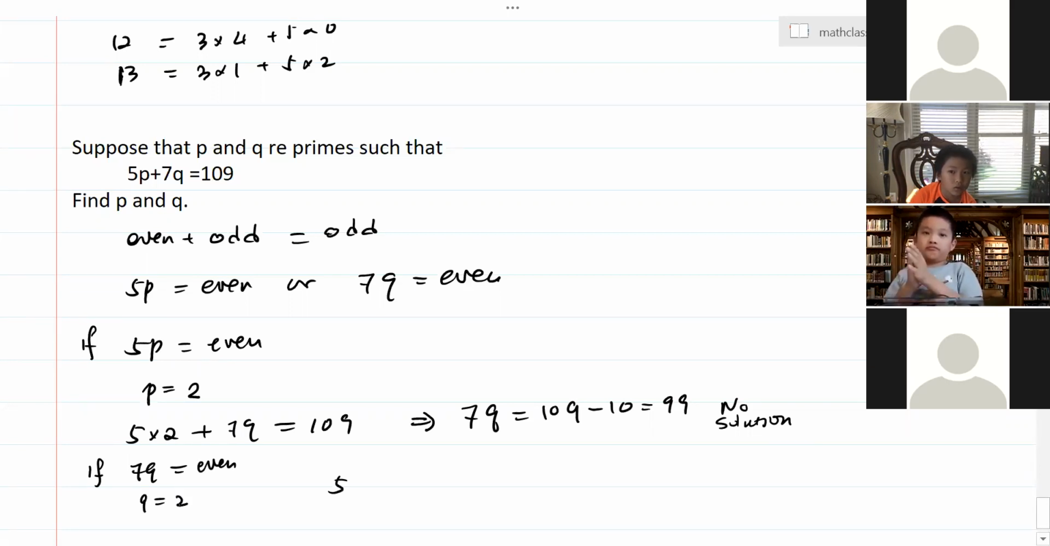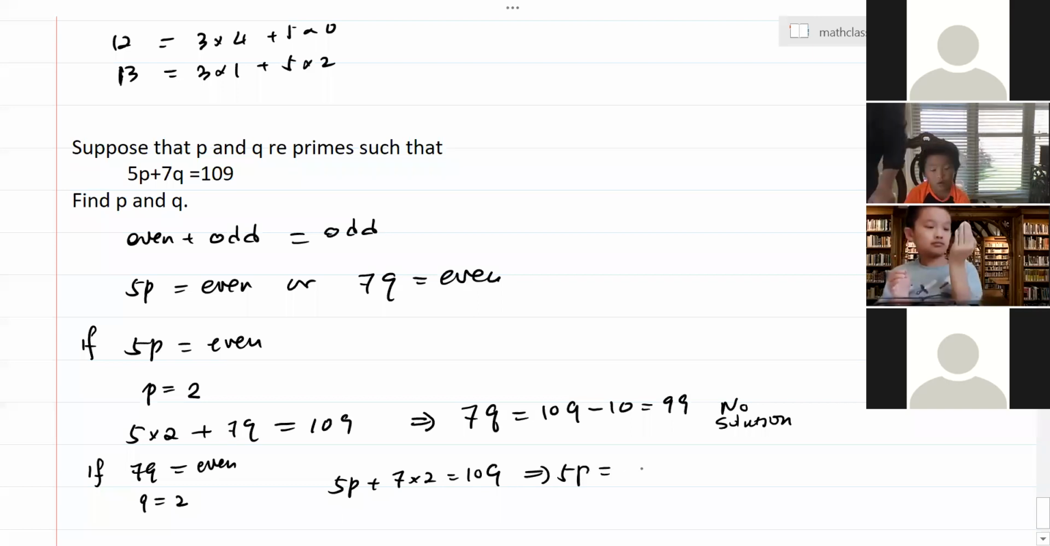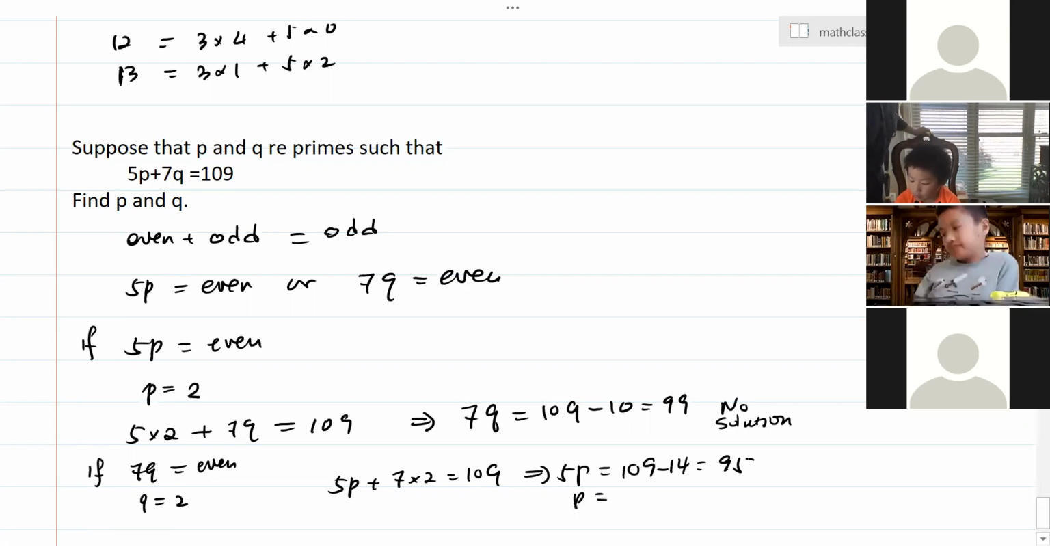Then you have 5p plus 7 times 2 equals 109. Then you solve for p, so 5p equals 109 minus 14. So it's going to be 95. Then p is 95 divided by 5. P is going to be 19. Okay, so you get solutions.